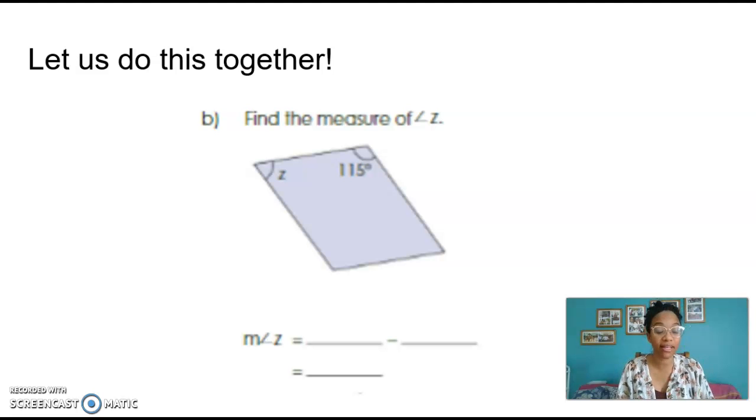So let's do that. Let's subtract 180 minus 115. I'm going to do it for you guys using mental math techniques. First we're going to subtract the 100. 180 minus 100, just 80. Now we're going to subtract the 15.